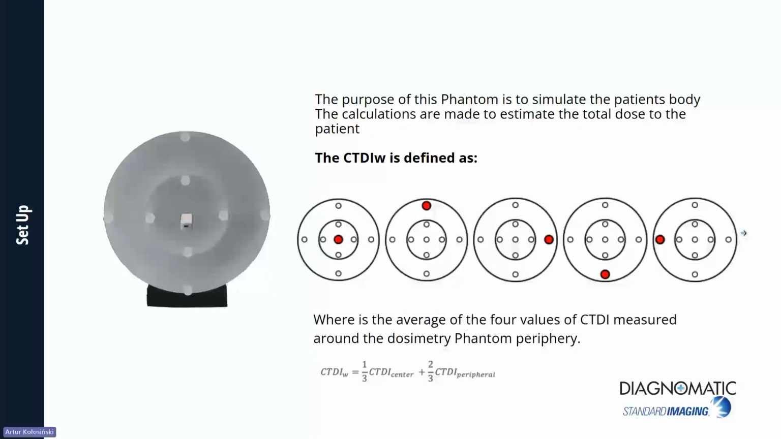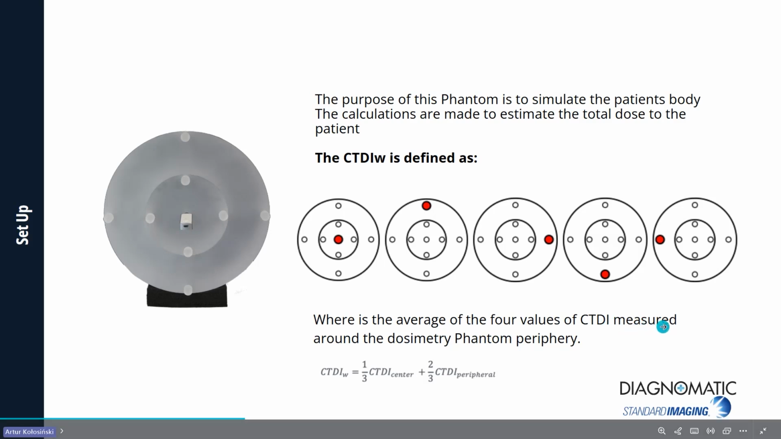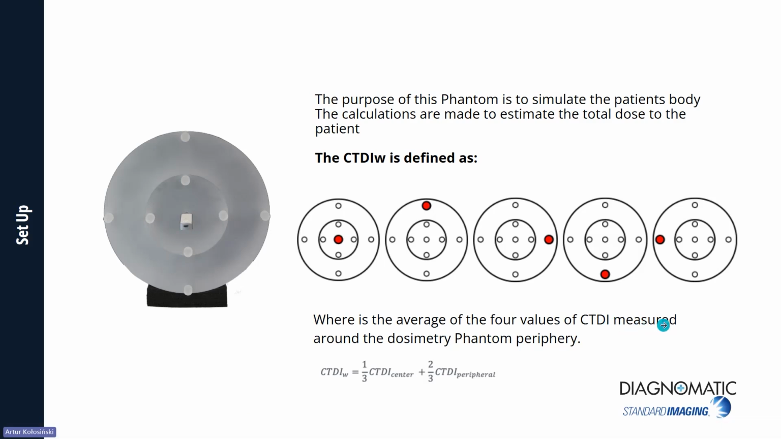So how do we do it? CTDI is defined with a formula, which you can find at the bottom. We measure on the outer ring the values in the dosimetry phantom, and then we calculate the CTDI.